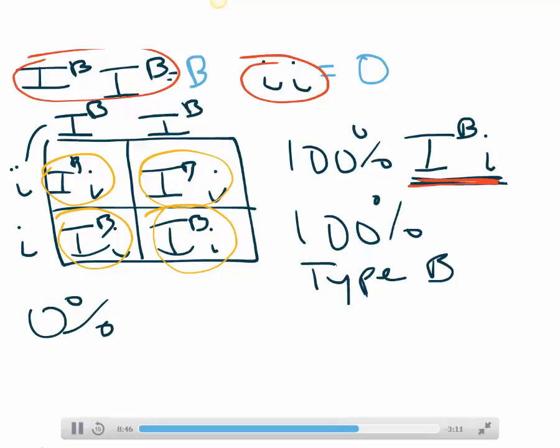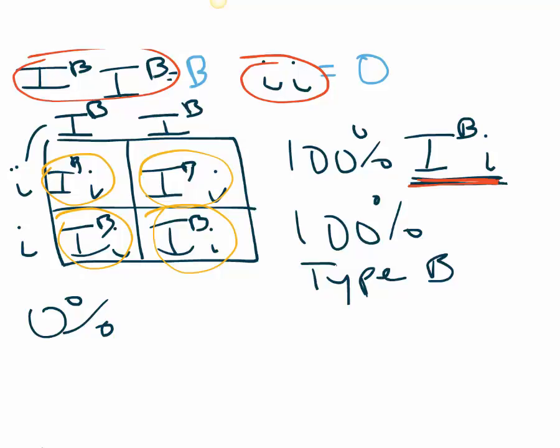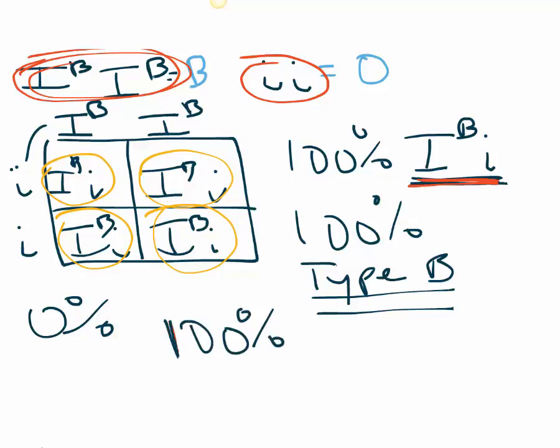And the second question, what is the probability that a child will have the same phenotype as one of the parents? Well, the children are 100% type B blood, which matches one of the parents. So what is the probability that it'll have the same phenotype as one of the parents? The chances are 100%, because type B blood is the same as the one parent that is I^B.